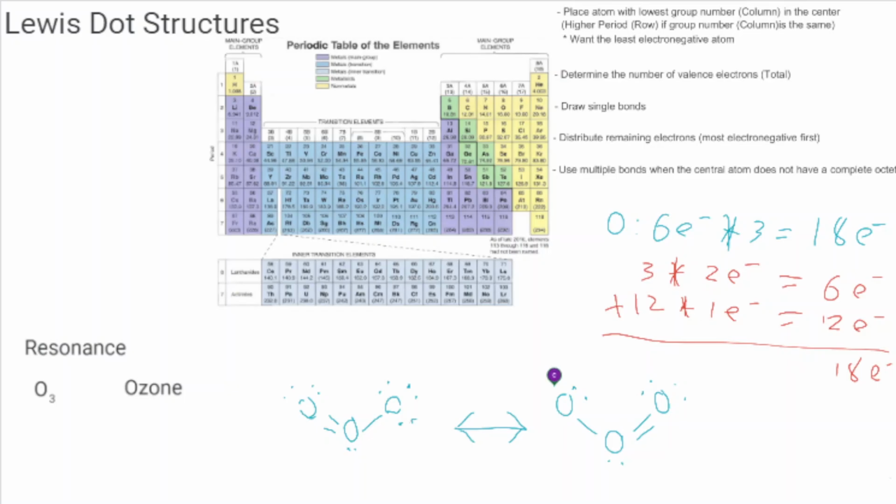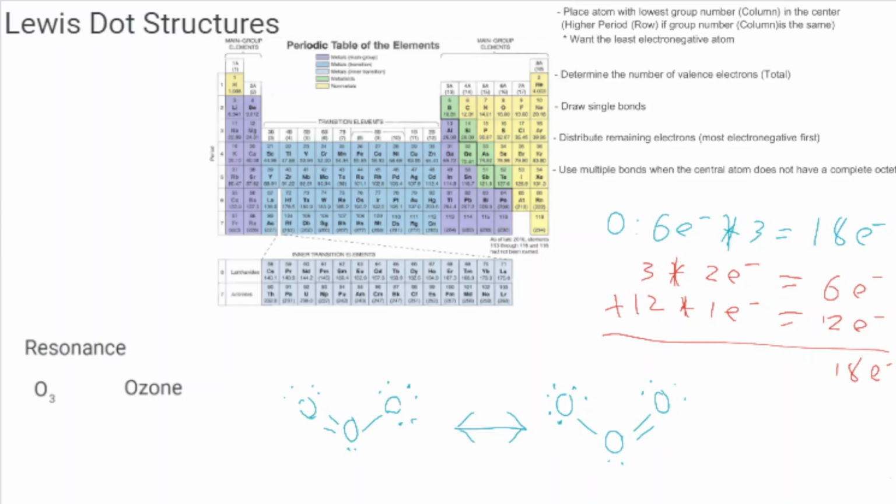And this would be a viable Lewis dot structure as well. Now, in truth, both of these species exist, and they actually alternate between the two of them. They're going back and forth between them, having this one have something like a pi bond or a double bond, and this one having a pi bond or a double bond.